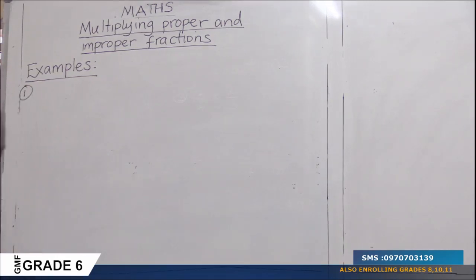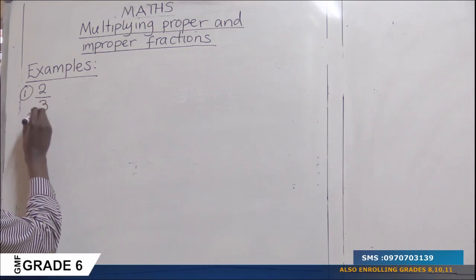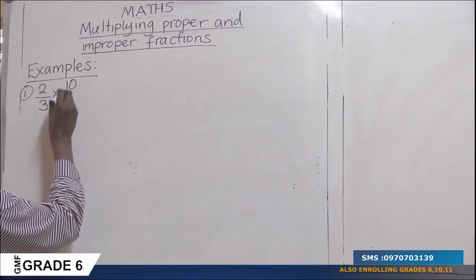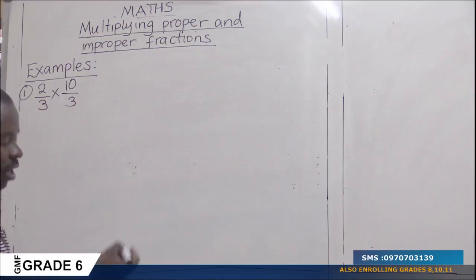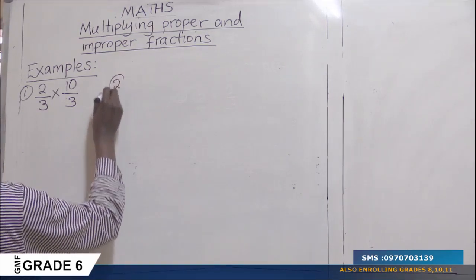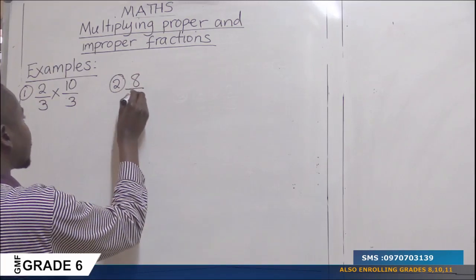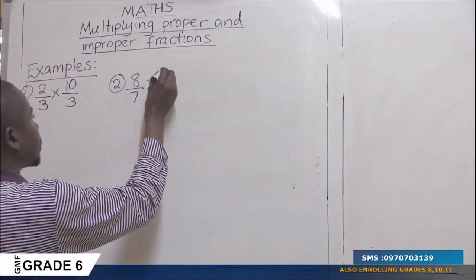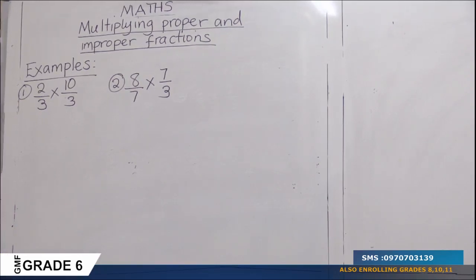Number 1 says 2 over 3 times 10 over 3. Number 2 says 8 over 7 times 7 over 3.